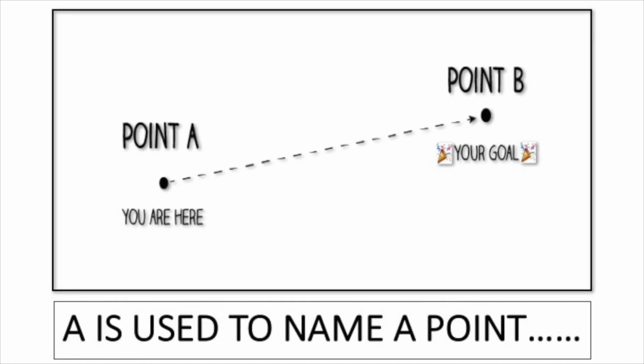For example, here, how many different points can you see? Two. What are the points called? Point A and point B. Okay, so now, which point are we at? Here, we are at point A. Now which point do we want to get to? Your goal. So this is where we want to go, and this is point B. So point A is where we are, and point B is where we want to go.